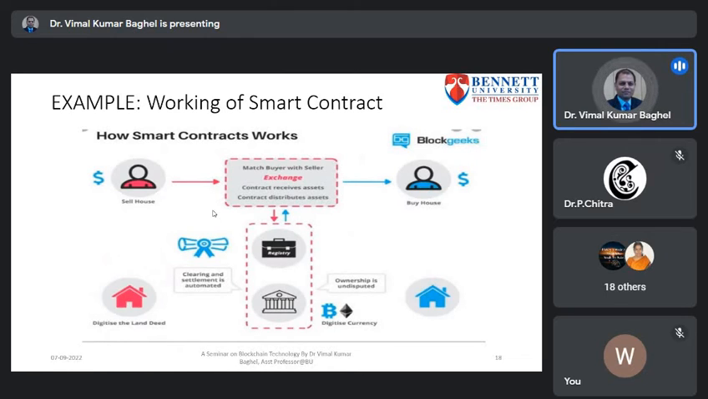So there can be many use cases that are suitable for blockchain implementation. I don't say that all applications or all businesses are suitable for blockchain, but now the majority of businesses are suiting this blockchain platform technology.